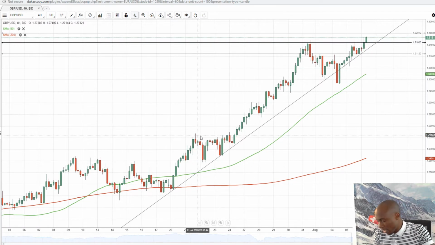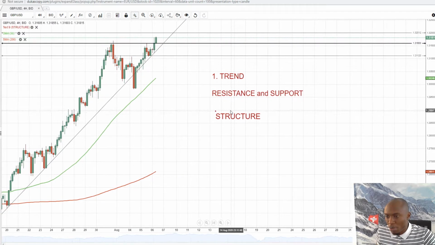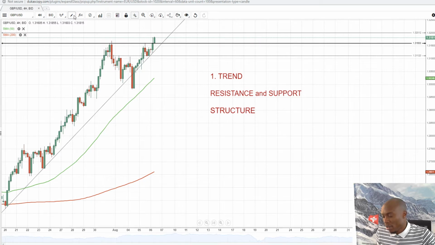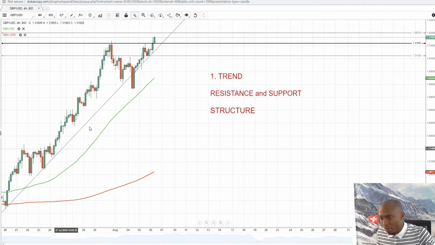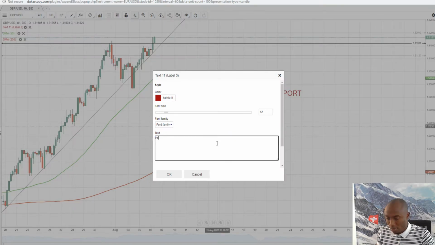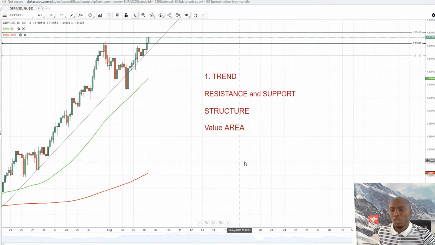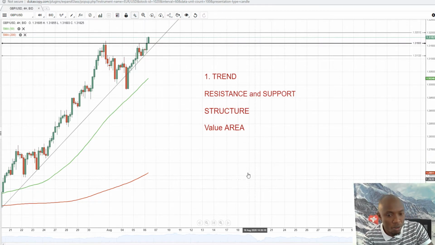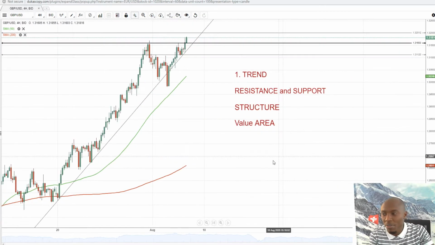So the next, before you take a trade, the fourth, it's gonna be the value area. Value area is gonna be the fourth. Yeah, the value area, this is the fourth one. So you need to know your value area before you are taking a trade too. It's very important. So how do you say if it is a value area?